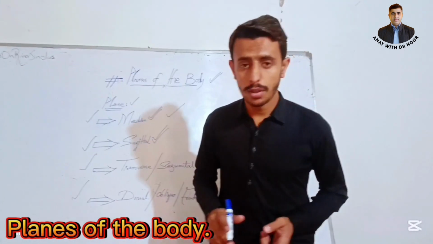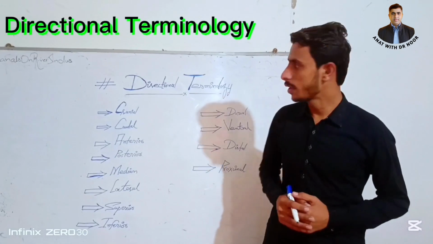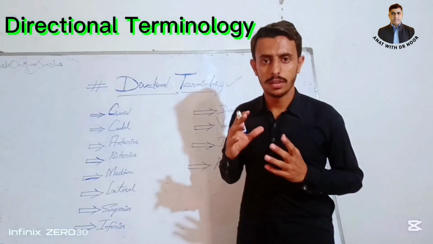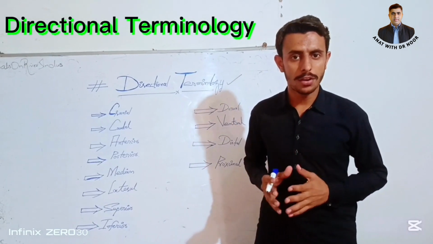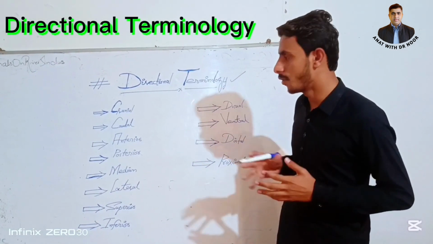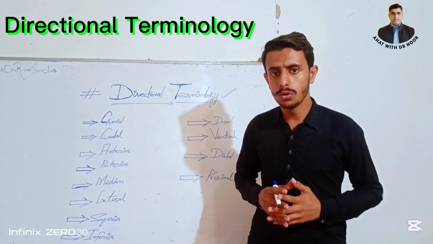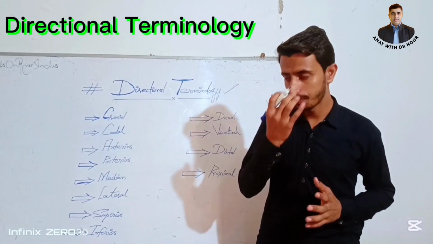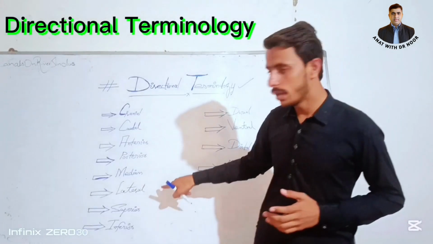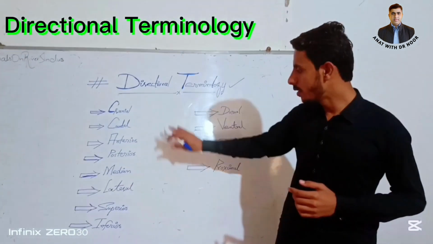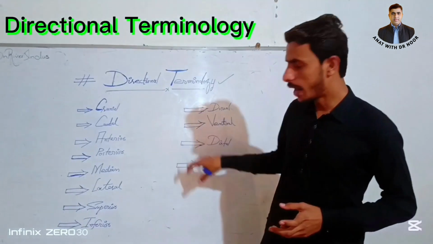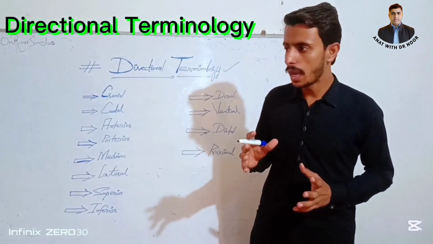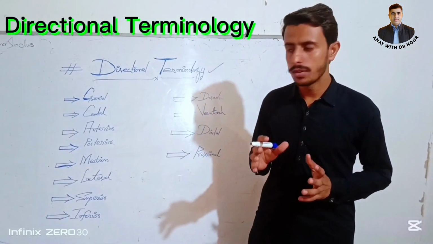Now, directional terminology. Now, I am going to discuss the directional terminology. To study anatomy, we must know what directional terminology is. Directional terminology is used to describe the exact position or location of a body structure. These are all the directional terms, used to describe the location of body structures and organs.